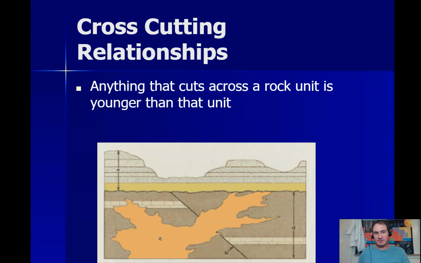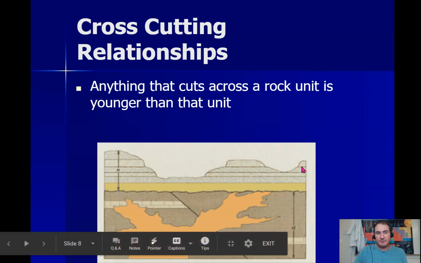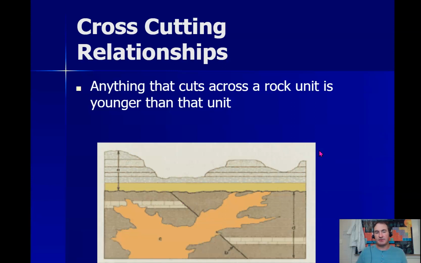You can see in my picture, I have a line that kind of cuts through here. It cuts through a bunch of layers of rock. And so because of cross-cutting relationships, we know that all of the rocks that fault cuts through, they were there. They're older than that fault.